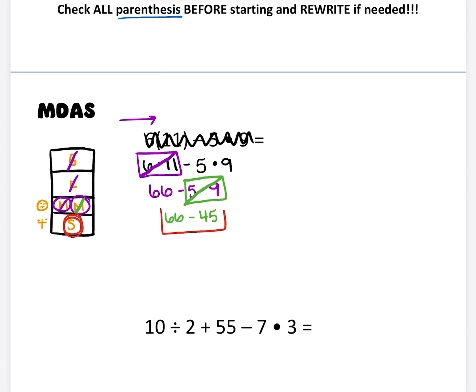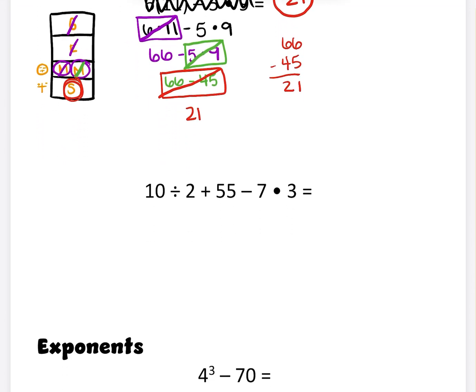All that is left is my subtraction, which is indeed right here. And I can't do that subtraction in my head, so I'm going to stack it up. Gives me 1, 2. So my final answer is 21. And that is how we use our order of operations. All right, let's do our next one.